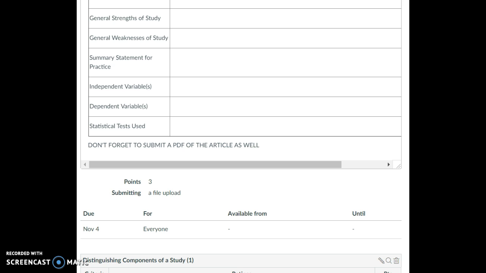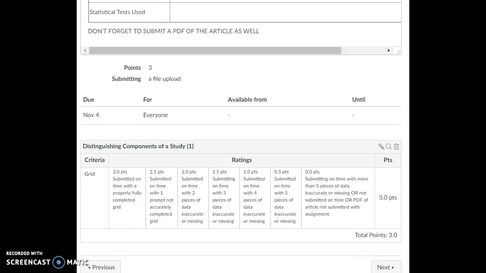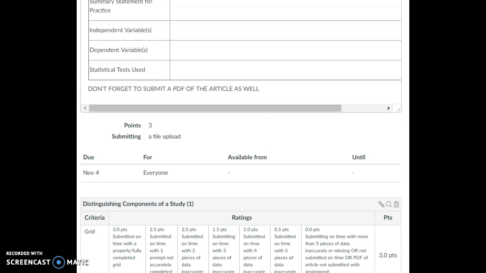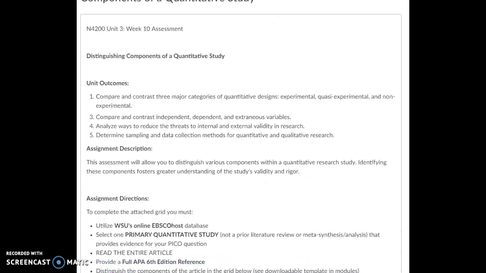So this means, did they do a chi-square? Did they do an ANOVA? What kind of statistical test did they run on it? So if you look at that, that's always indicated in the article, and so it shouldn't be too hard to find. You need to put that as well. And then there's a little bit of your rubric. So if you have any questions, please let your professor know.